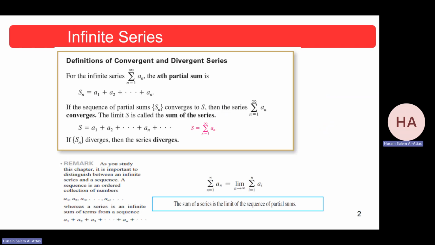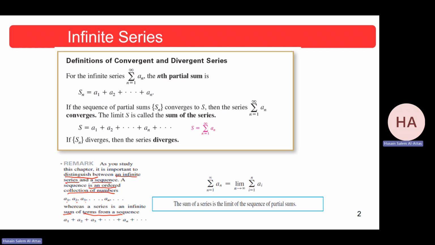Okay. What we have for the series, first we need to distinguish between an infinite series and a sequence. What's the difference between them? A sequence is an ordered collection of numbers. These are numbers, A1, A2, A3, as a collection of numbers, ordered. Whereas a series is an infinite sum of terms from a sequence. So it will be A1 plus A2 plus A3 plus An plus and so on. That will be the series.